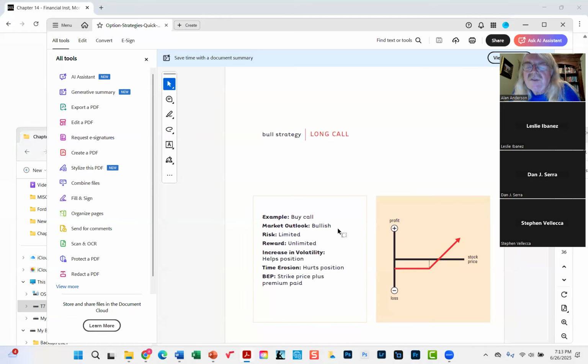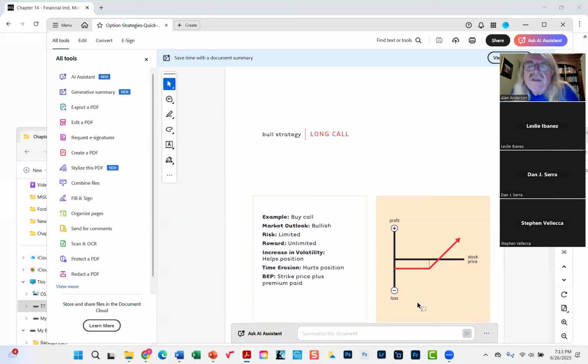So here's an example. We've seen this one, the long call. You buy a call, and we saw this already. It's bullish, meaning that you buy a call because you're optimistic about the future direction of the market. The risk is limited. You can see there's a maximum loss here. The reward is unlimited. This arrow can go on forever. Volatility, if volatility goes up, that helps your position, as we discussed the other day. But the passage of time hurts your position because the premium that you pay for the time is going to shrink.